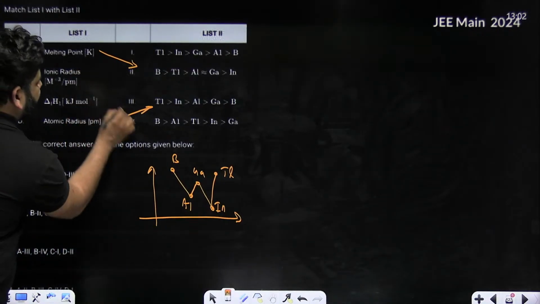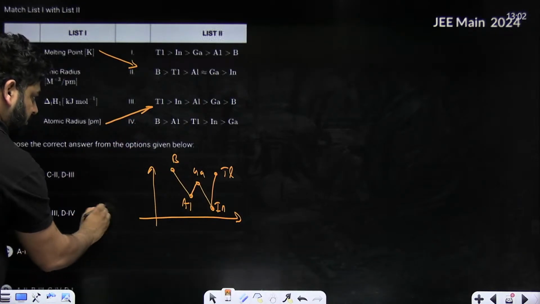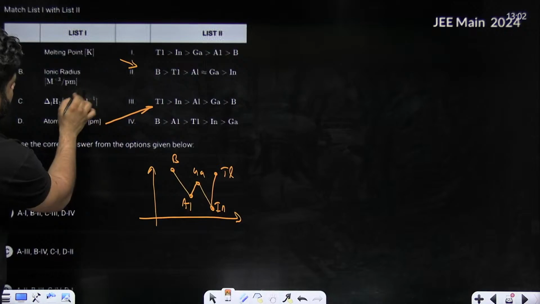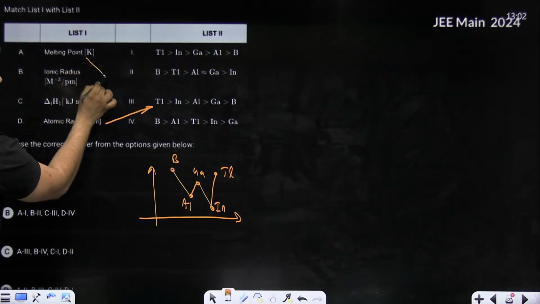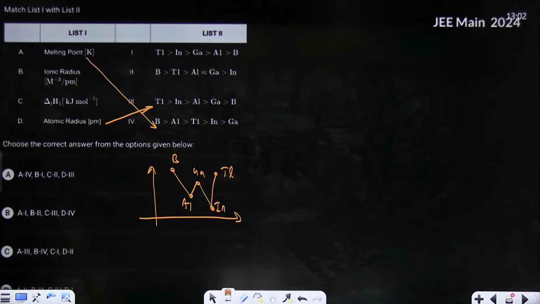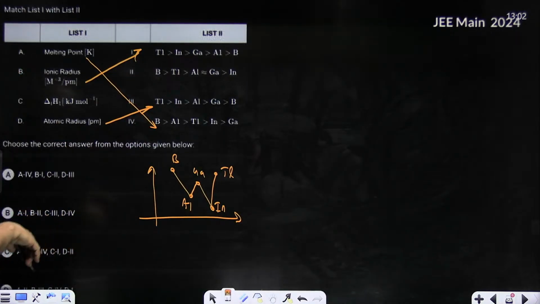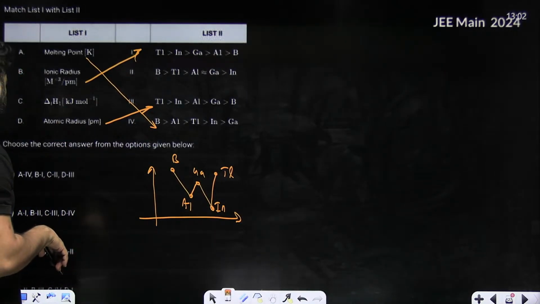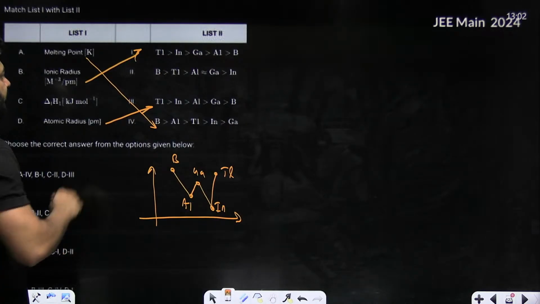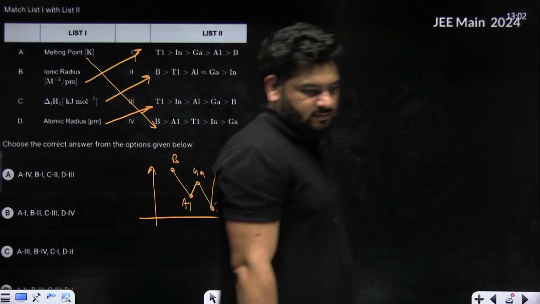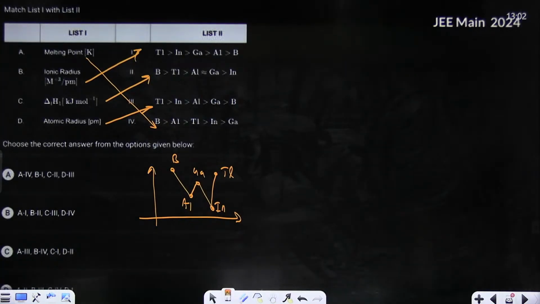Melting point can be this. Fourth. D is 3. B. Ionic radii is 1. The ionic radius will be a simple increase. Nice. This is good. And this will be B. Ionization will be. Okay, allow me a sec, guys. Some noise is ongoing, guys.